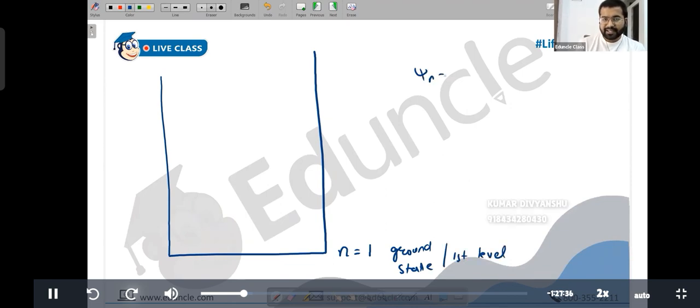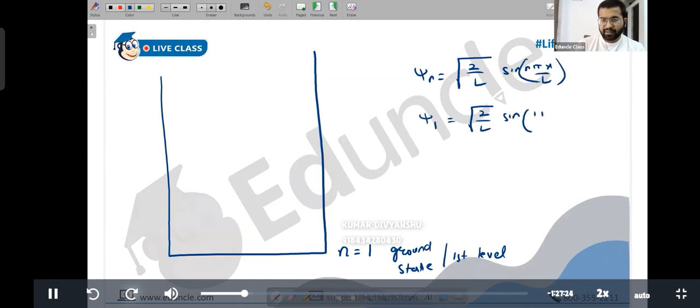So what is the wave function, people? Psi n is root of 2 by L sine n pi x by L, right? So right now I want to plot for psi 1. So this is root of 2 by L sine 1 pi x by L. This is 0. This is L. This is x equals 0. This is x equals L.